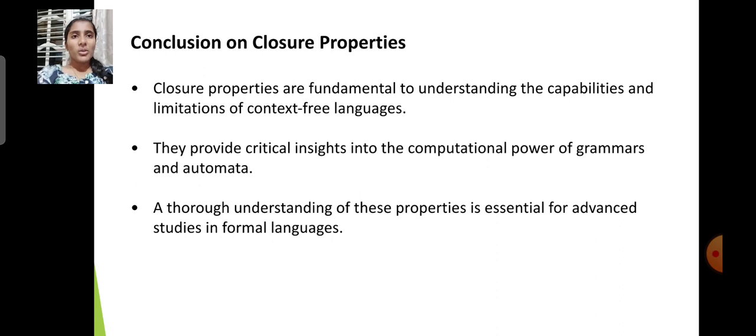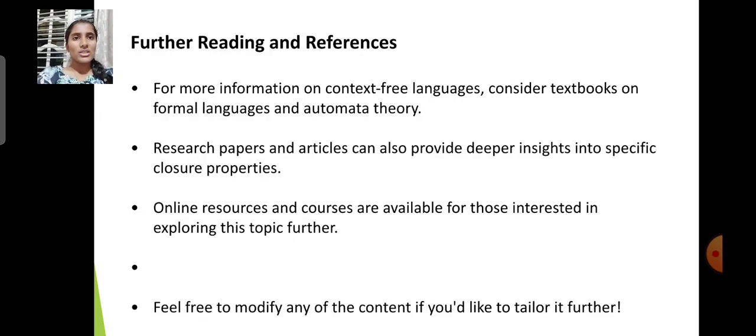Conclusion on closure properties. Closure properties are fundamental to understanding the capabilities and limitations of context-free languages. They provide critical insights into the computational power of grammars and automata. A true understanding of these properties is essential for advanced studies in formal languages.